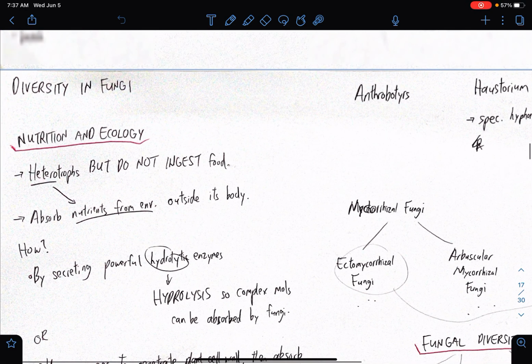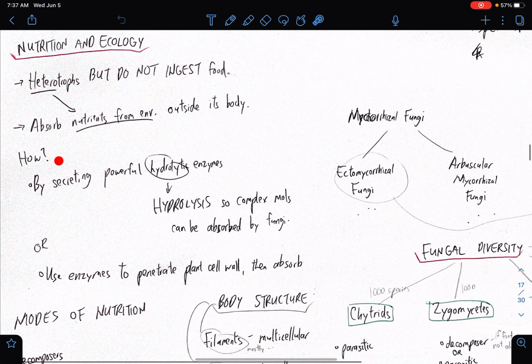Diversity in fungi, nutrition. They are heterotrophs but do not ingest food. Instead of ingesting, they absorb. They get nutrients from the environment, but particularly for fungi, they don't ingest. Instead, they absorb nutrients from the environment outside their body.